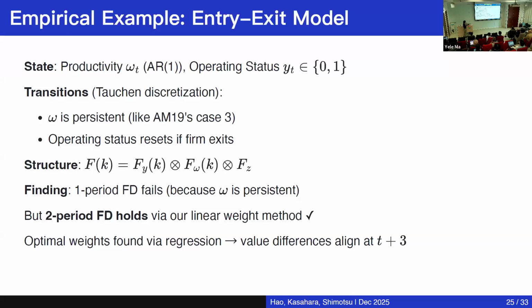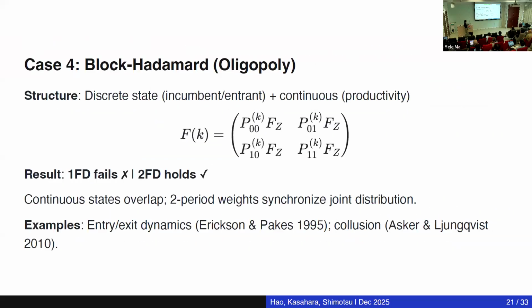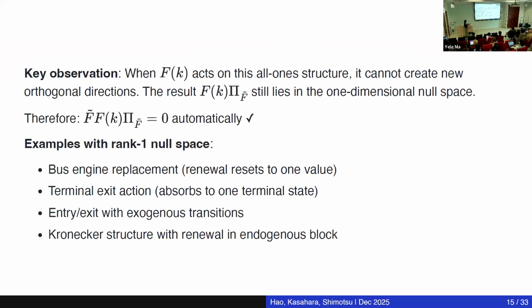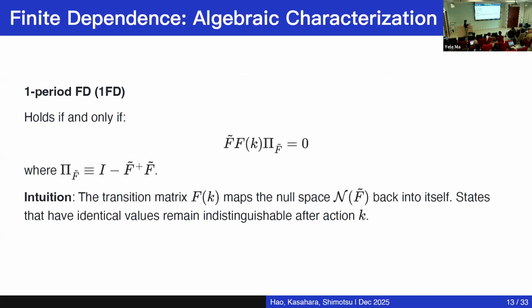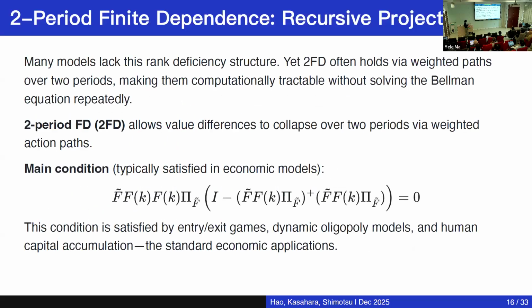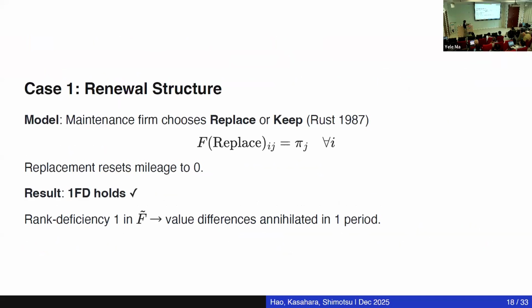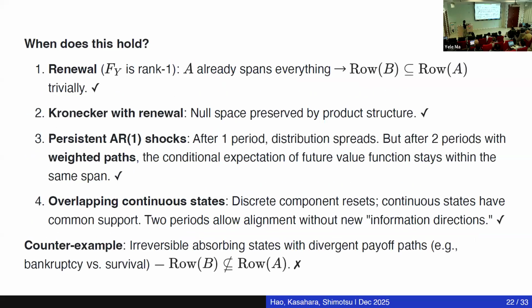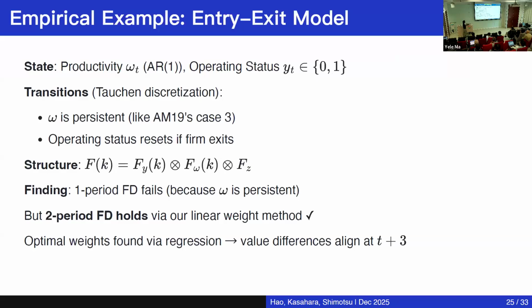So we show that one period finite dependence fails because the previous condition, this one, is not zero. If it's not zero, then one period finite dependence will fail. And we show that this condition is satisfied, and along with some non-sparsity condition on the transition matrix, we have a two period finite dependence for this endogenous activity shock.